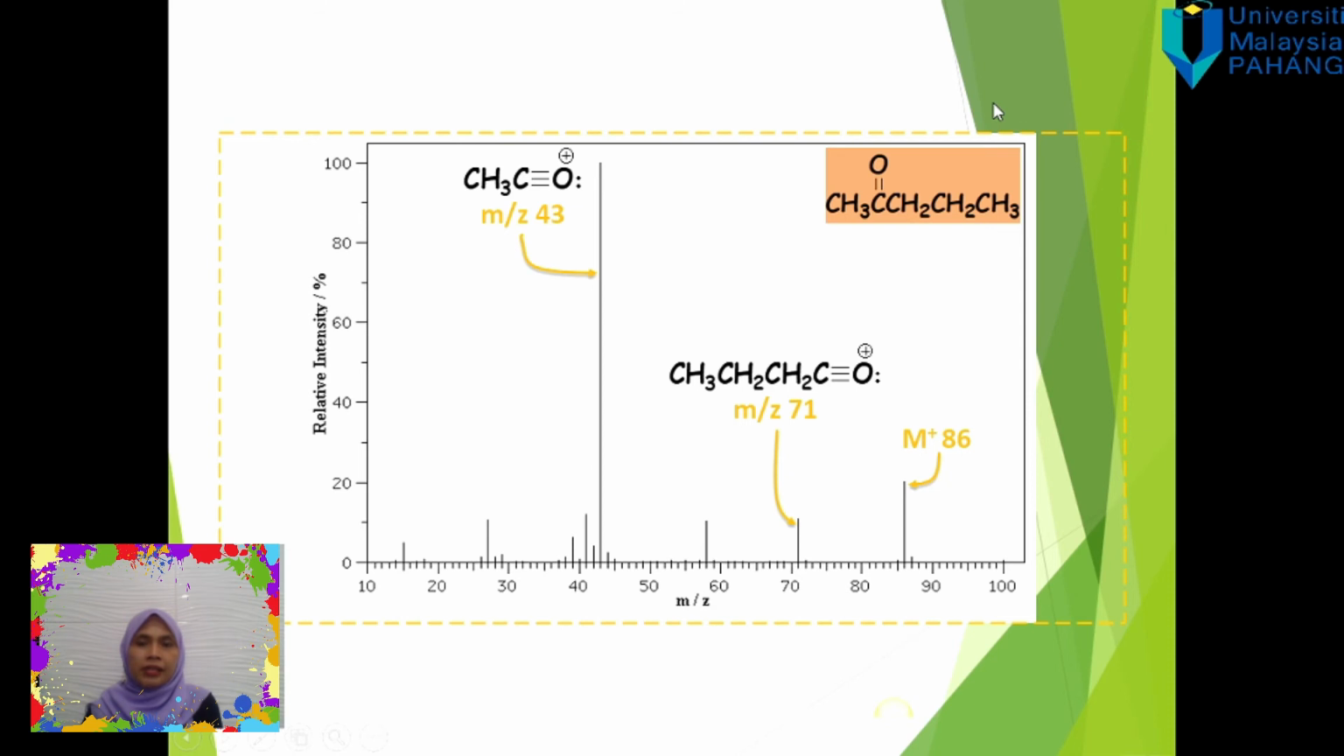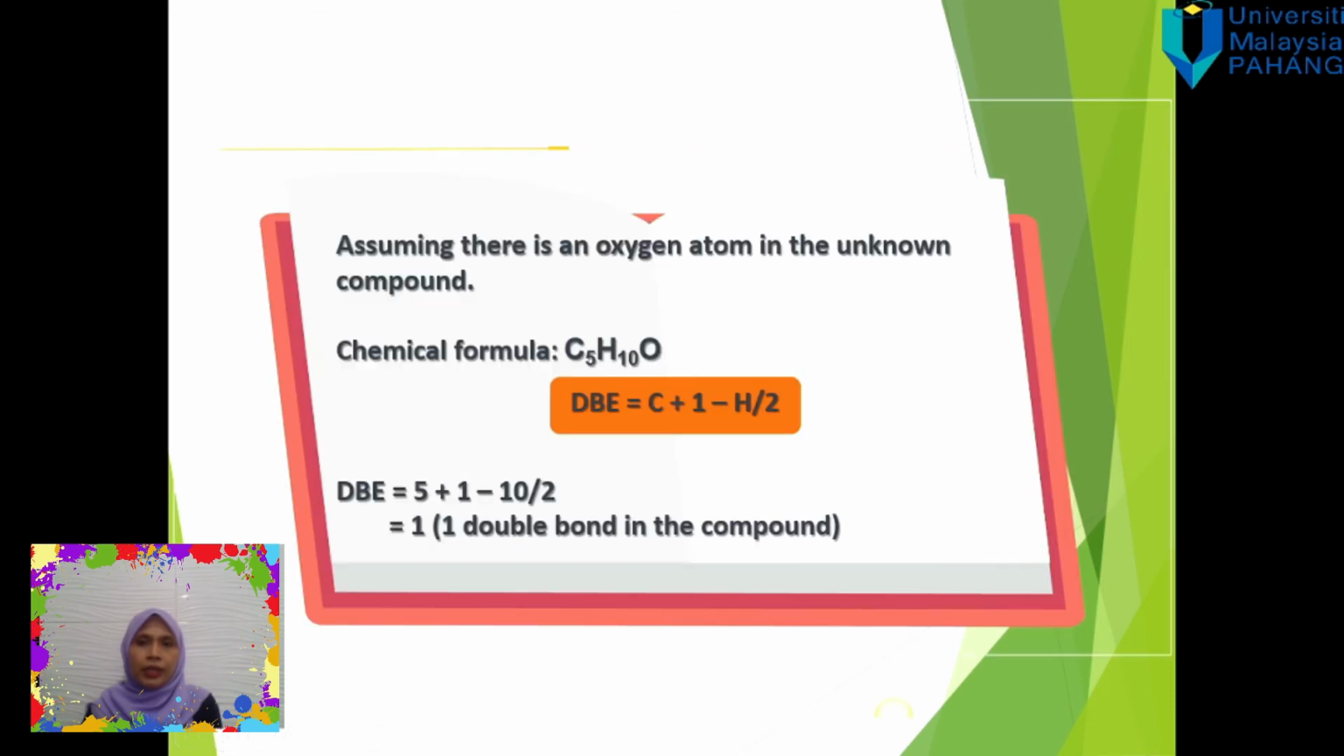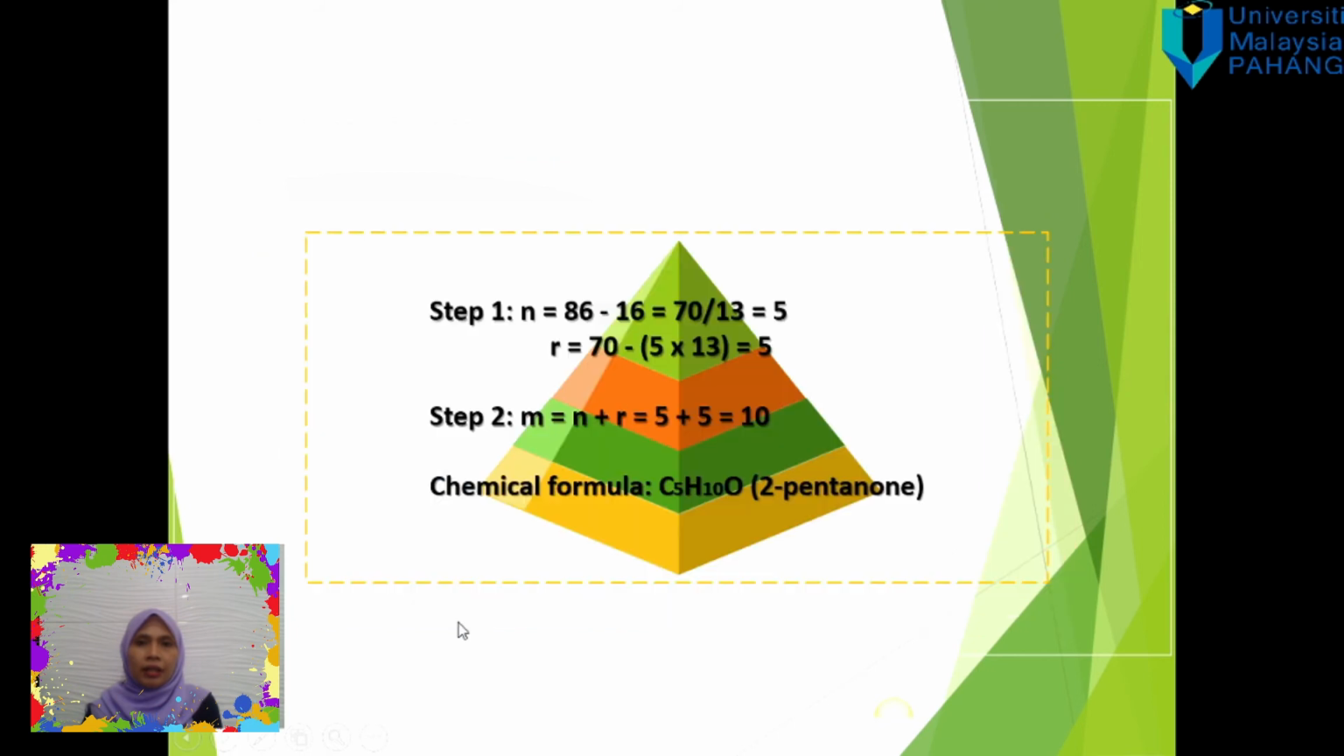Rather than interpreting the fragmentation pattern for the molecular structure, we can also calculate the DBE. The structure we wrote down is C5H10O. So we check whether the DBE is correct. DBE should be 1 because there is one double bond, C double bond O. So the answer is correct, confirming the structure is the one we are looking for.